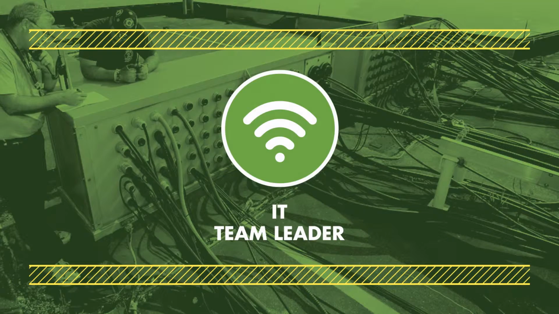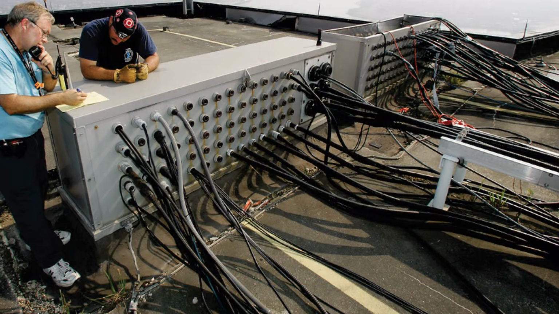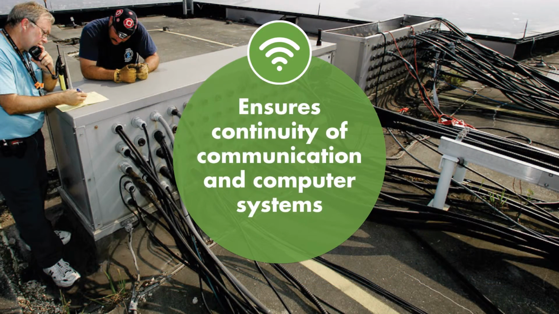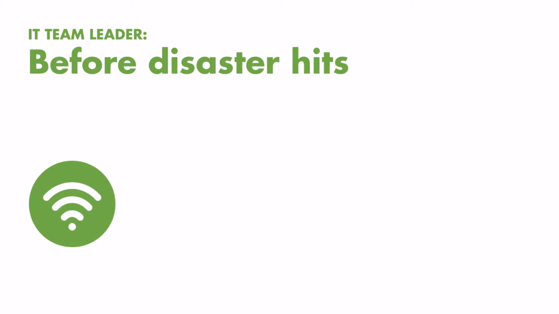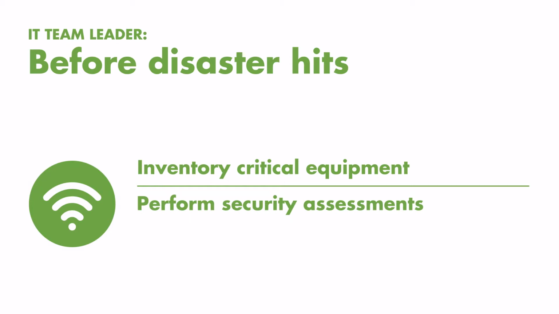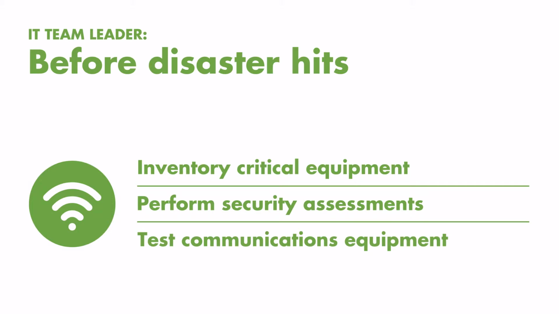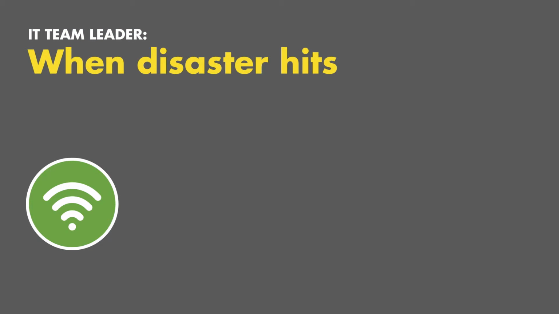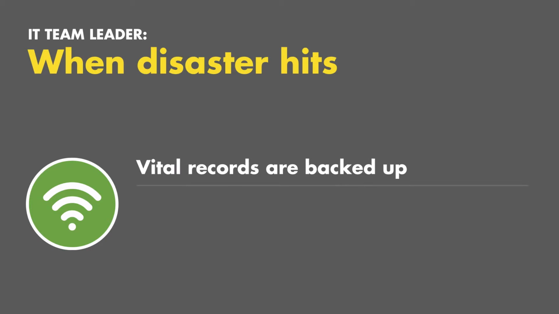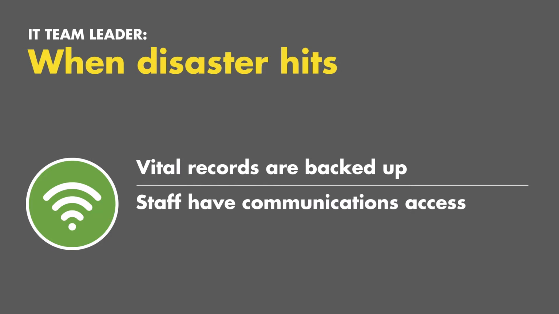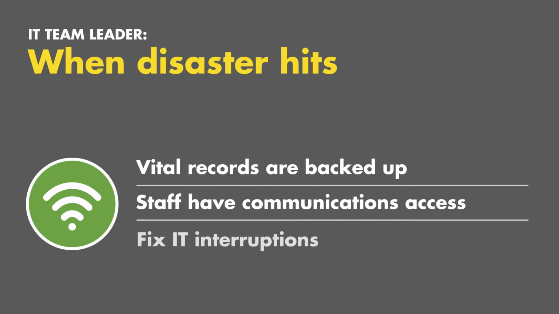The IT Team Leader takes all action necessary to ensure the continuity of communications technology and computer systems. Before a disaster, the IT Team Leader should inventory critical IT equipment, perform IT security assessments, and test the equipment which will be needed to stay in communication during a disaster. When a disaster hits, the IT Team Leader ensures vital records are backed up to a cloud server, ensures that staff members have access to necessary communications hardware, and restores IT if there are interruptions.